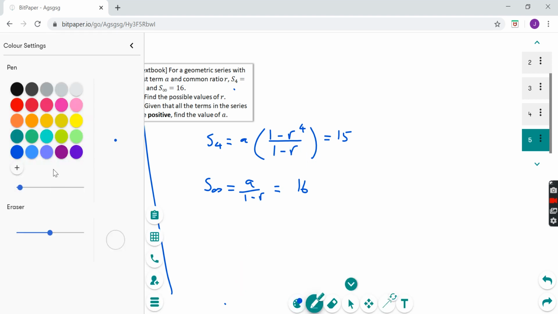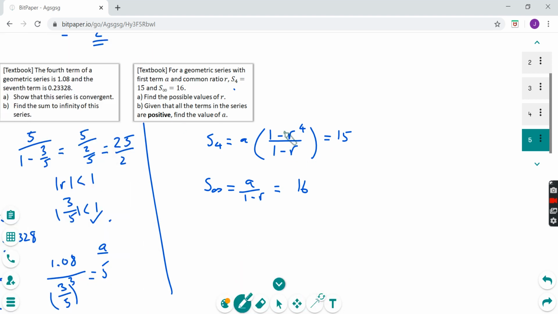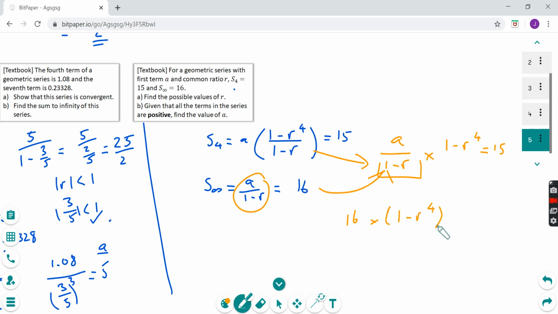So this is quite a tricky question, because what you need to do is spot that you can write this as a over 1 minus r, times 1 minus r to the 4, equals 15. And we can substitute this whole thing for 16. So we're going to say 16 times 1 minus r to the 4 equals 15. Working backwards, we can say 1 minus r to the 4 equals 15 over 16.